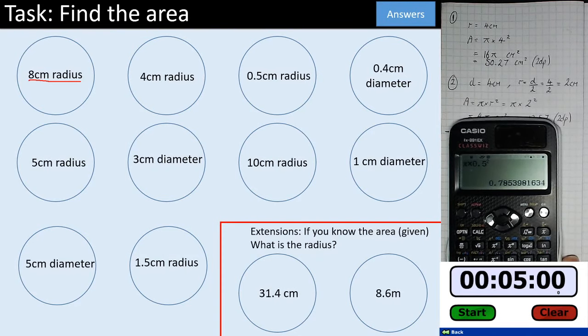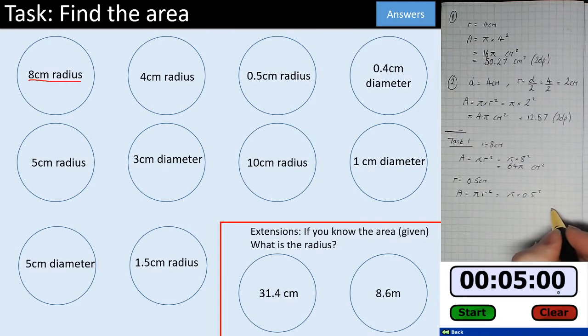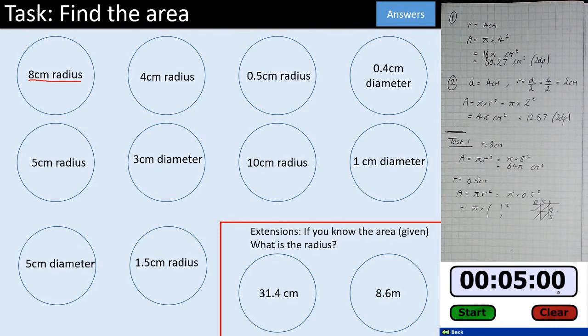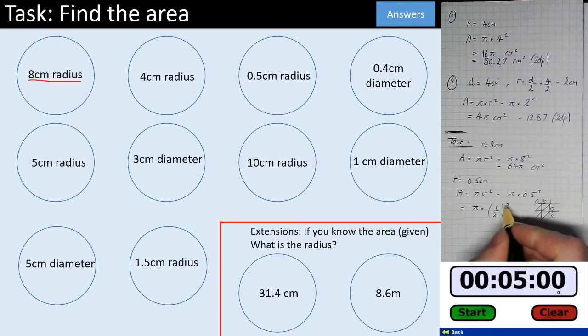But what if we didn't have our calculator and we were looking to do 0.5 squared? Well, we've got two options. We can either set up a little multiplication grid for doing 0.5 times 0.5, and do the multiplication grid like that, or we could think of it in terms of a fraction, because actually that would make it easier. Now, 0.5 as a fraction is a half. And when you square a fraction, you multiply the numerator by itself, and multiply the denominator by itself.